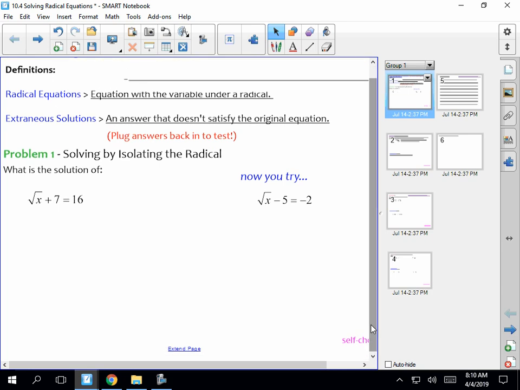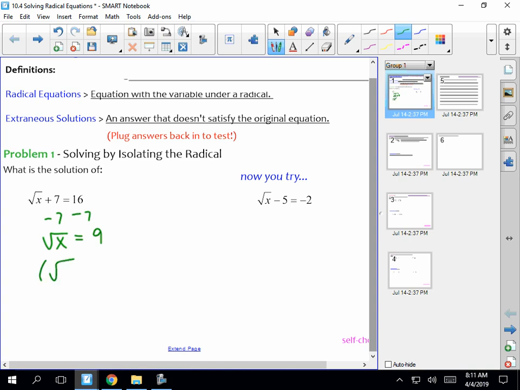So here's a couple of simple ones to start with. First thing we're going to do is isolate the radical. So we can subtract 7 from each side here. And then to get rid of the radical, we're going to square each side. It looks like this. So we get x equals 81.